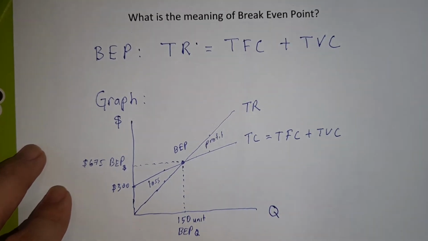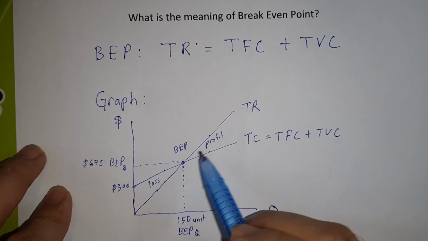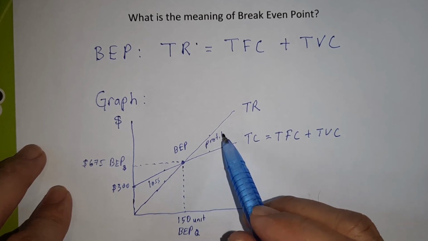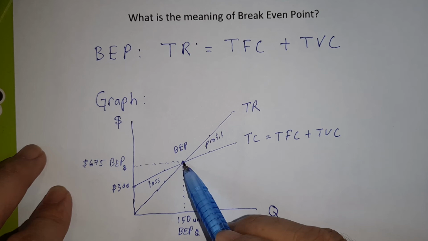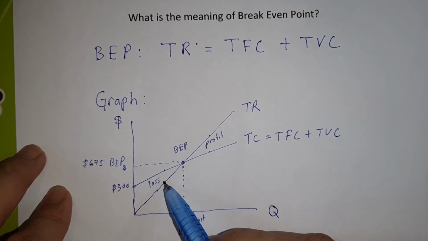So it is important for Rose to achieve the break-even point as soon as possible, because after the break-even point, Rose can make a profit for her business. Before the break-even point, Rose is making a loss.